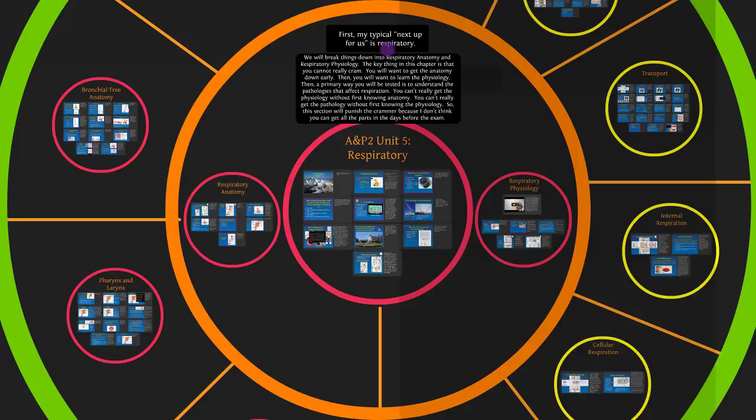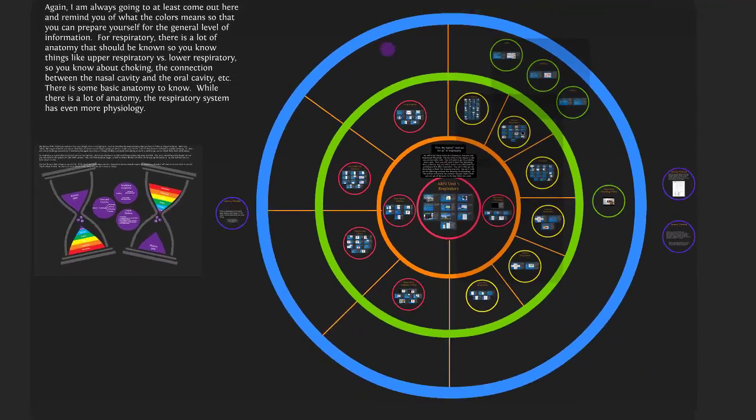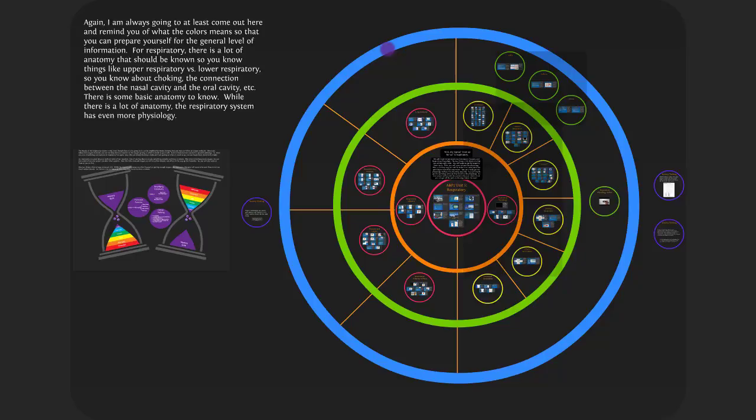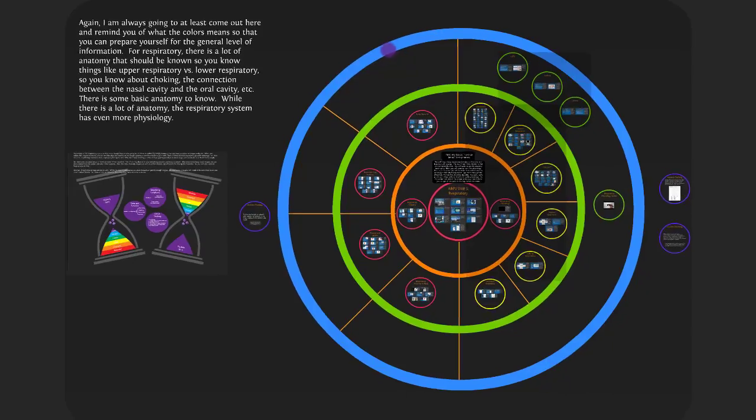First, my typical next step for us is respiratory. Again, I'm always going to at least begin out here and remind you of what the colors mean so that you can prepare yourself for the level of information that you're going to have to cover. For respiratory, there's a lot of anatomy that should be known. So you know things like upper respiratory versus lower respiratory. So you know things like choking, the connection between the nasal cavity and the oral cavity, etc. There's some basic anatomy to know, and while there's a lot of anatomy, the respiratory system has even more physiology.